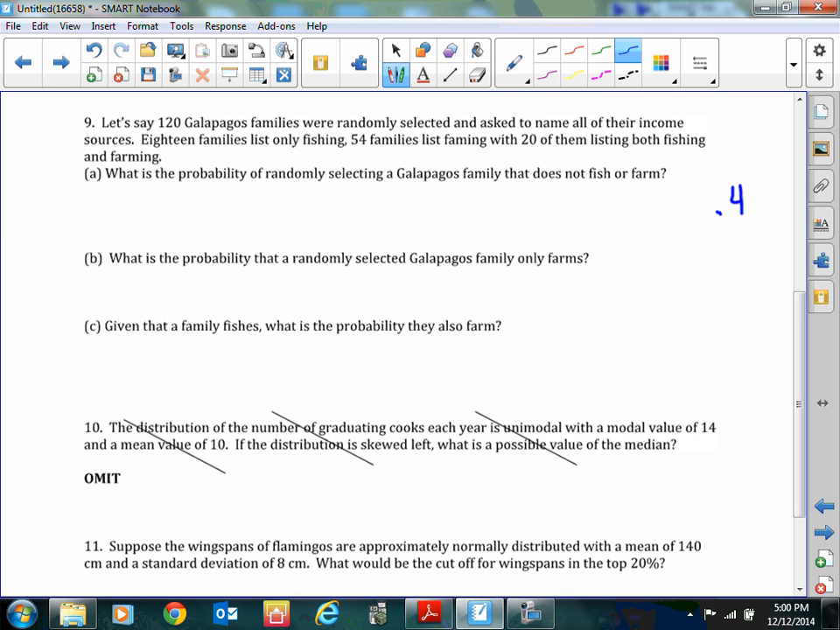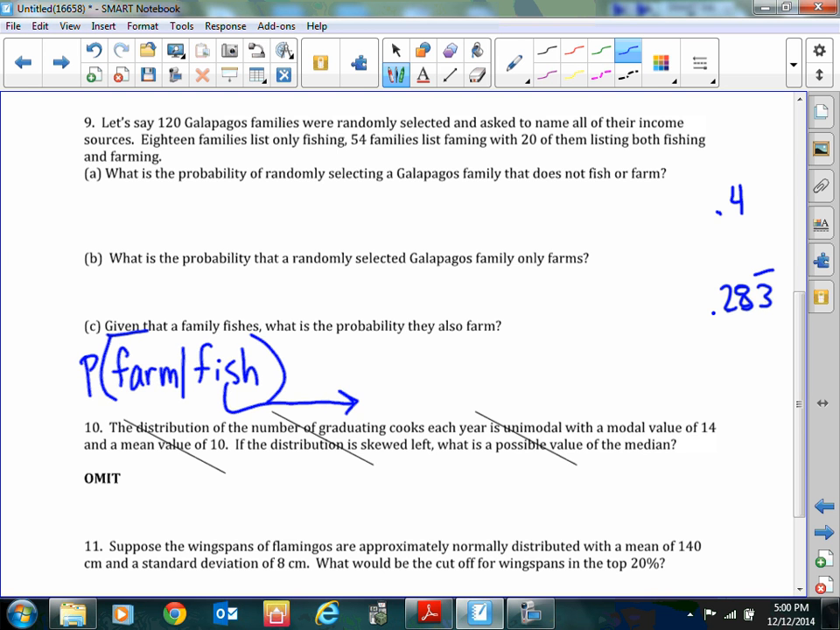I'll give you the answers so you can check yourself. This one should be 0.4. This one's going to be 0.283 repeating. So you can check that there. And then this one is a "given that": given that the family has fishes, out of the families that have fishes, what's the probability that they also are a family that farms? So you need to put a fraction with all the fishes families on the bottom. You're not going to do number 10.